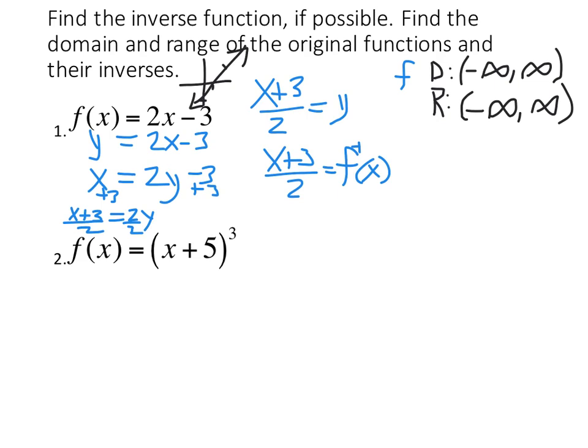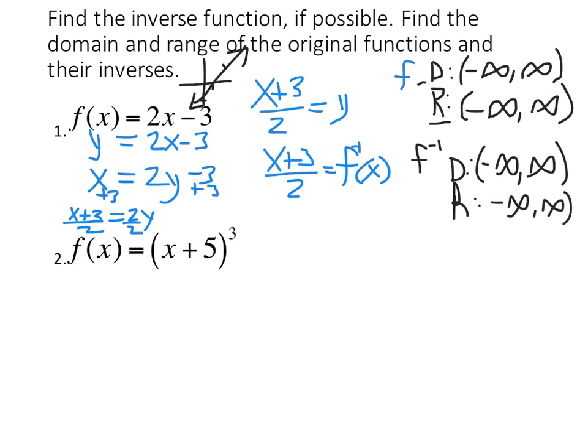So now let's go ahead and do the inverse, though. So my domain is going to be my range that I just had, so my domain is still negative infinity to positive infinity. And then my range was my domain from the function, so it's going to be negative infinity to positive infinity. So it really doesn't change for this one.